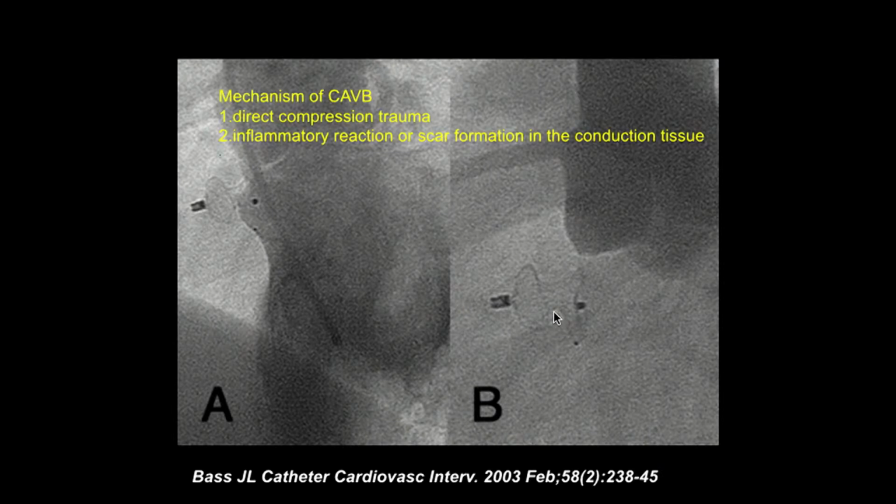The mechanism of AV block is, first, direct compression. This is the memory alloy. As time passes, the RV disc and the LV disc squeeze, so the AV block can occur. The other one is an inflammatory reaction or scar formation in the conduction tissue, in which case the steroid may work well. And this is the aortic valve, right coronary cusp, which it did not touch.